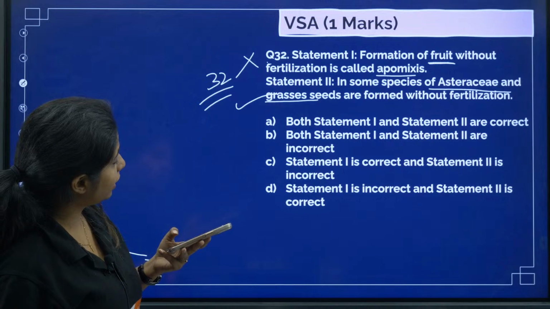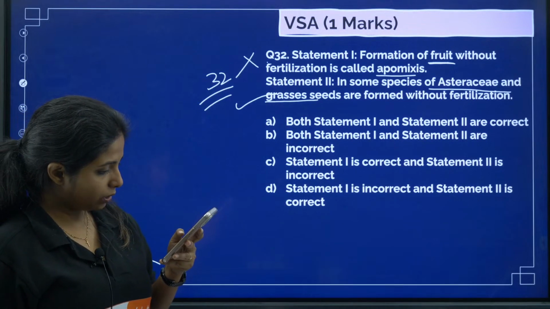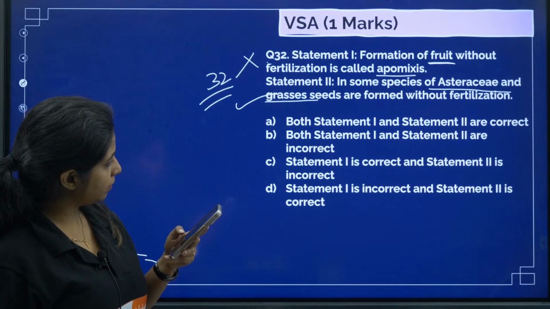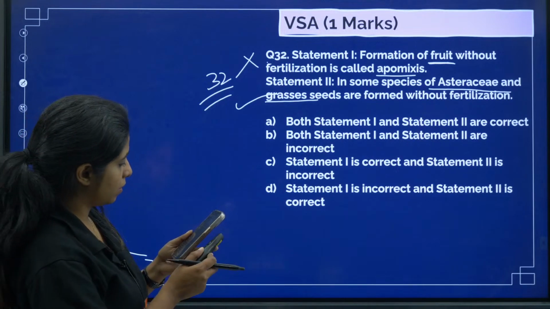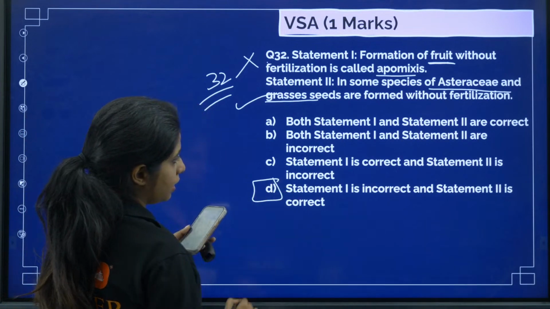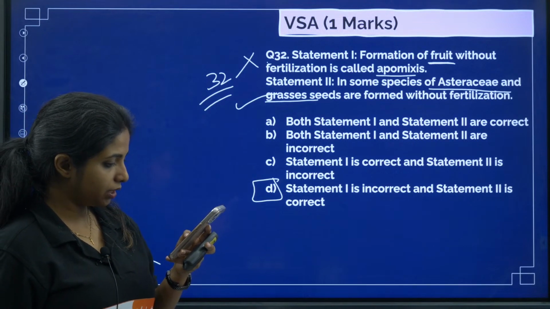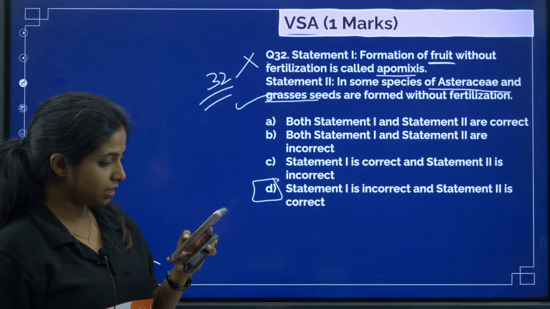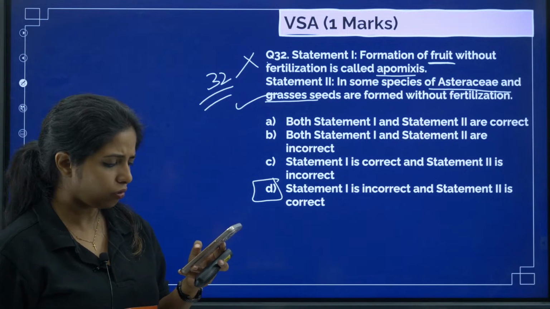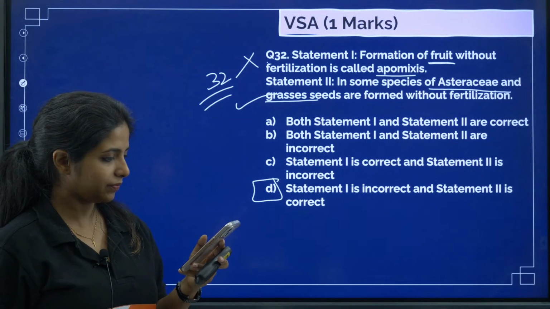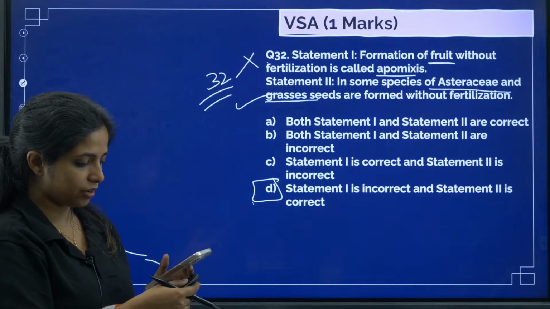Let me see what you are answering. 32D: statement 1 is incorrect and statement 2 is correct. Yes, 32D, 32D. Rocky says 32D. Mia says do not know or no. What do you mean by that? So this is the correct answer for it.